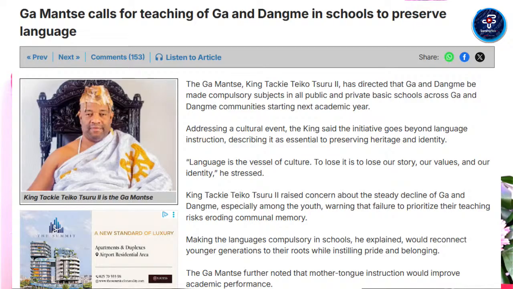This is a quotation where he says, "Language is the vessel of culture. To lose it is to lose our story, our values, and our identity," he stressed. King Taki Teikochu II raised concern about the steady decline of Ga and Dangbe, especially among the youth, warning that failure to prioritize their teaching risks eroding communal memory. Making the languages compulsory in schools, he explained, would reconnect younger generations to their roots while instilling pride and belonging. The king further noted that mother tongue instruction would improve academic performance as well.